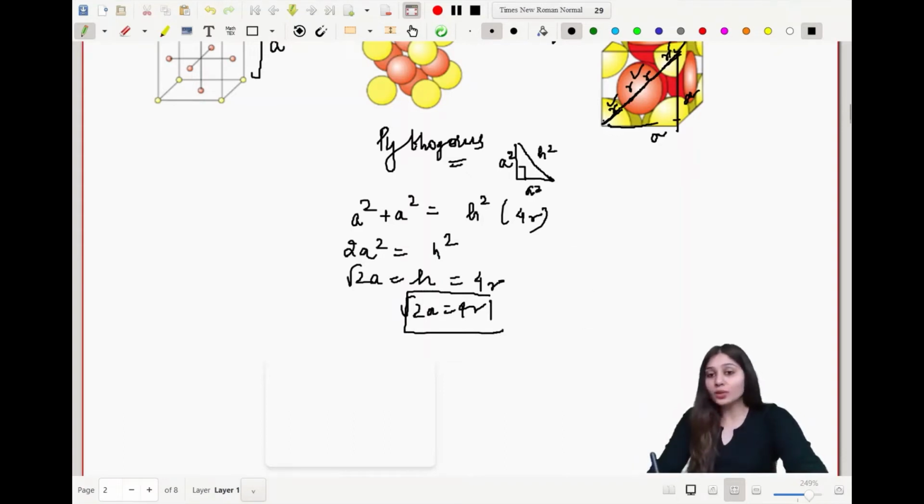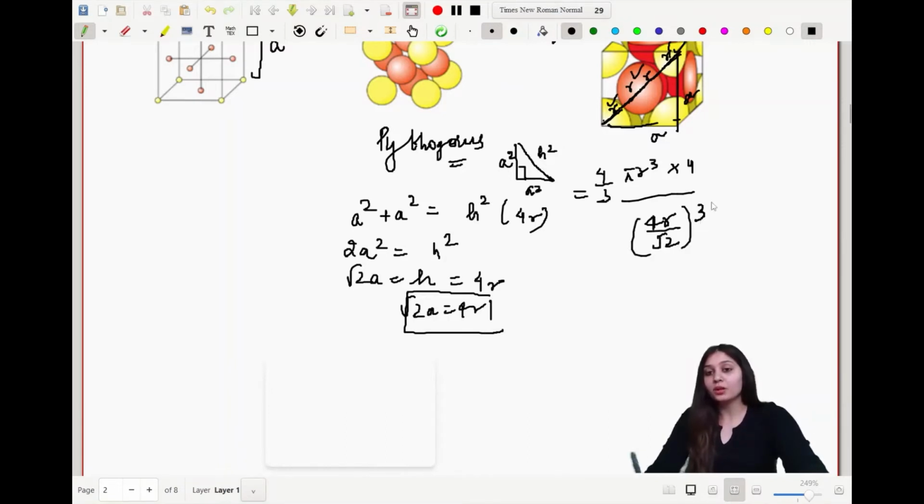And when we do that, the formula is 4 by 3 pi r cube into 4, because we have 4 atoms per unit cell, divided by the edge length a cube. Now a can be written as 4r by under root 2, whole cube, into 100. And when we solve this, we get the answer as 74%, which is very high.